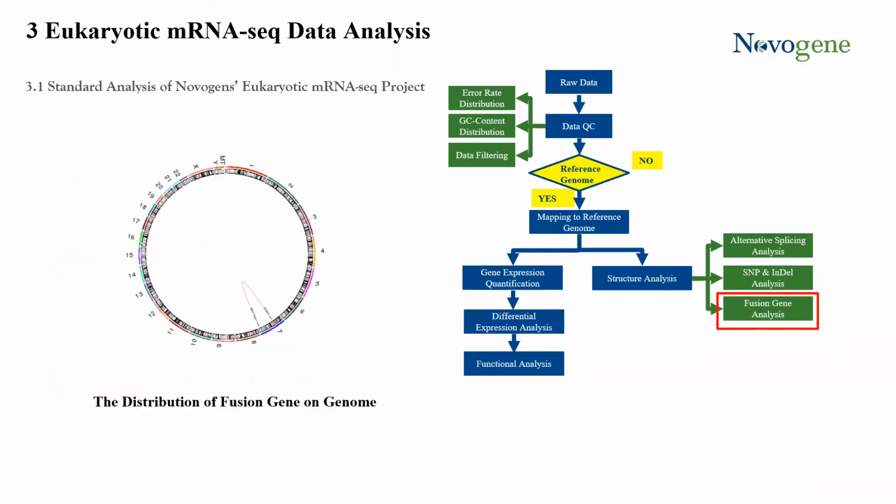Lastly, we provide a distribution of fusion genes in the genome. The circle is constituted by chromosomes. So each line in the circle represents a fusion gene. Red lines represent fusion genes in one chromosome, and the blue lines represent fusion genes in multiple chromosomes. The end of each line represents the fusion point. These are all most analyses that we offer in our standard pipeline.